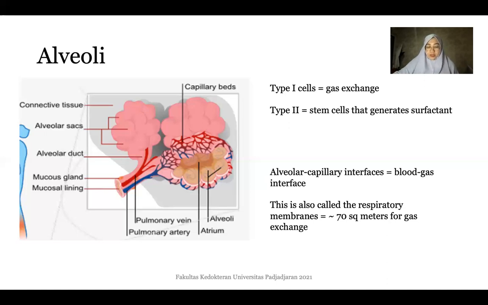In between the type 1 cells, there are type 2 cells that don't cover as much of the surface area of the alveoli. Actually, they are stem cells. They also produce surfactant, which we will discuss in a future session. So you can see how we have this thin epithelium and then lots of capillaries on the other side to exchange the gas between the air and the blood.